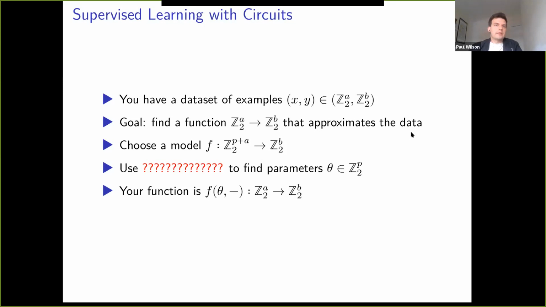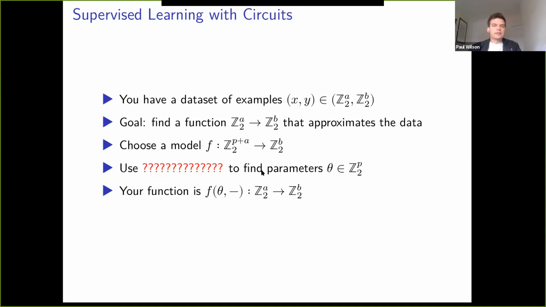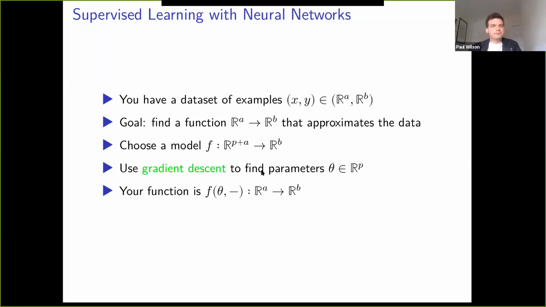And this is exactly the same as the setting for neural networks, except that in neural networks, obviously, we have real numbers, and our model has to be differentiable. And also for neural networks, we have got an algorithm to find this parameter vector, whereas, of course, in circuits, we don't know what that is. That's kind of the point of this talk.